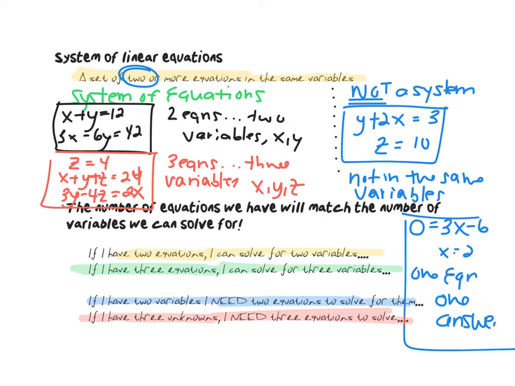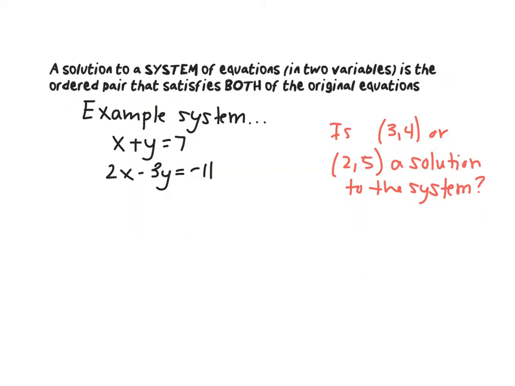So the number of equations will match the number of variables, which will match the number of answers we can find. We know what the solution to one equation is. If we have an answer, we plug it back in and it makes it true. But when we have a system of equations, the solution to a system are the variables that satisfy all the original equations, and for us it's just going to be 2.